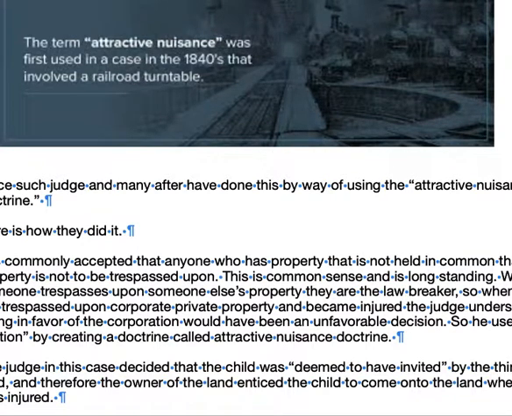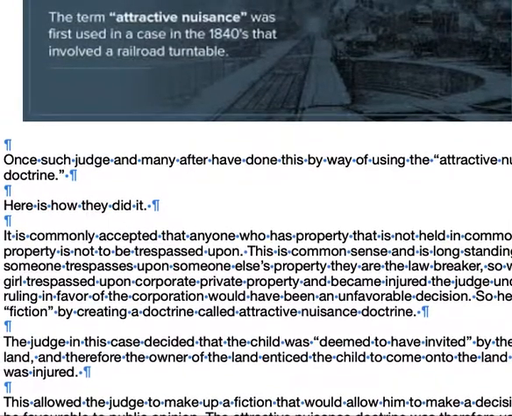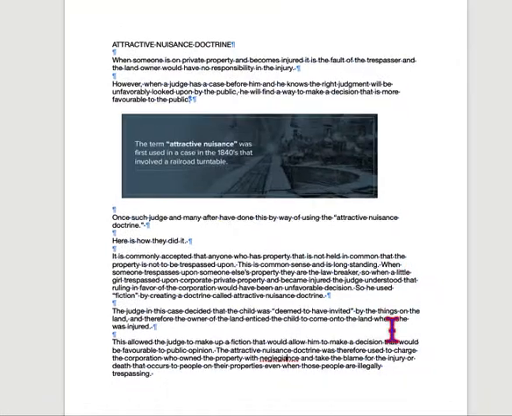The attractive nuisance doctrine was therefore used to charge the corporation who owned the property with negligence and to take the blame for the injury or death that occurs to people on their property, even though those people are illegally trespassing. So this is one way in which attractive nuisance doctrine is used, but this is just an example of the many ways in which fictions are used in court opinions.